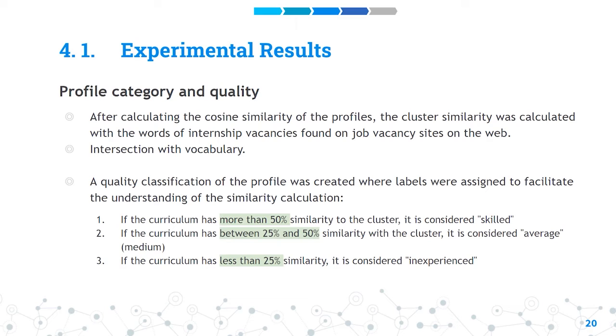After calculating the cosine similarity of the profiles, the cluster similarity was calculated with the words of internship vacancies found on job vacancy sites on the web, using the intersection of vocabulary. A quality classification of the profile was created, where labels were assigned to facilitate the understanding of the similarity calculation. If the curriculum has more than 50% similarity to the cluster, it's considered a skilled profile. If it has between 25% and 50% similarity with the cluster, it's considered average. And if it has less than 25% similarity, it is considered inexperienced.